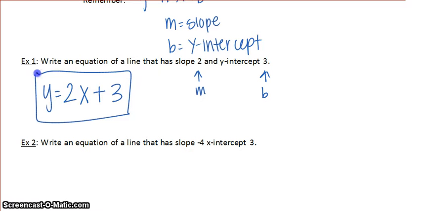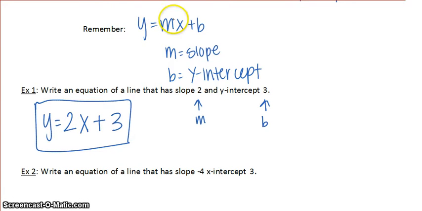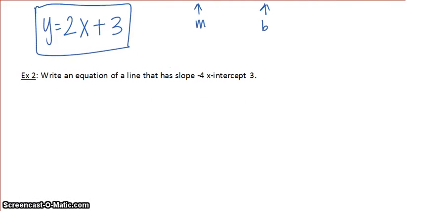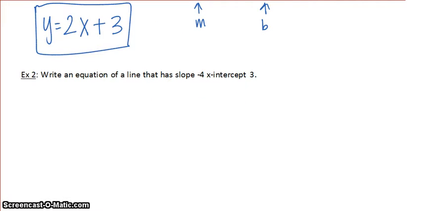Simple enough. All we did was take our m. So we see you have the equation right up here. We put our 2 in for this, and we put our 3 in for that. And we got our equation. That one is simple enough. But we're going to get a little bit more complex. So it says write an equation with a slope of -4 and an x-intercept of 3.